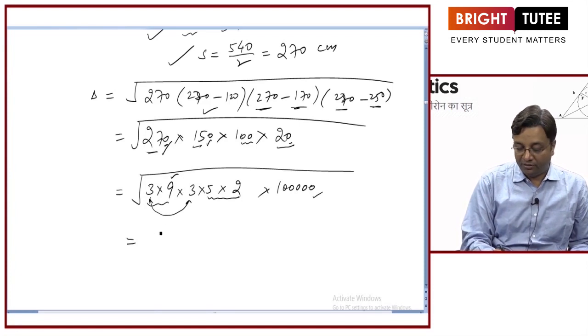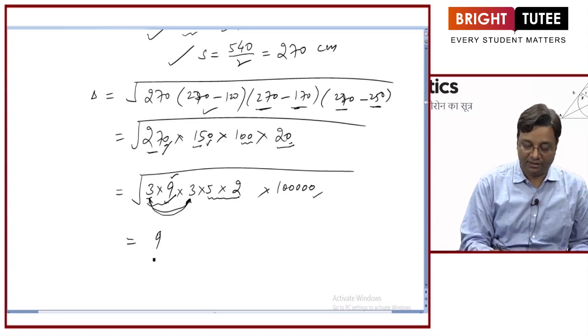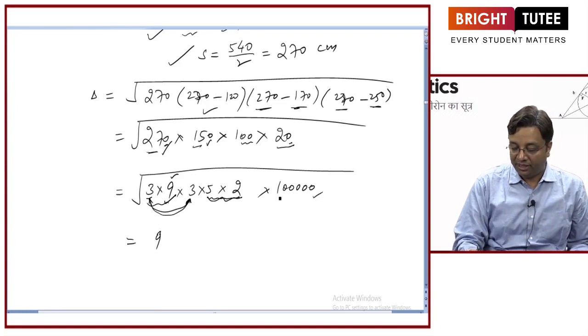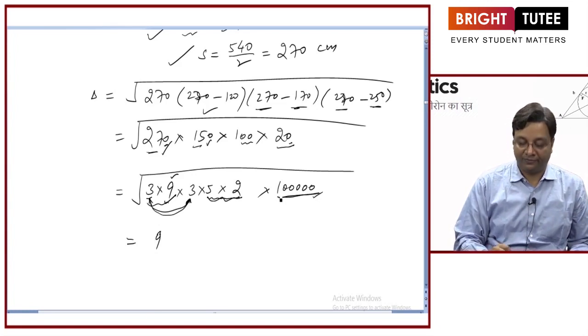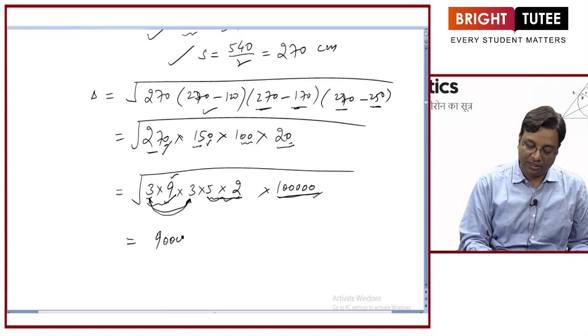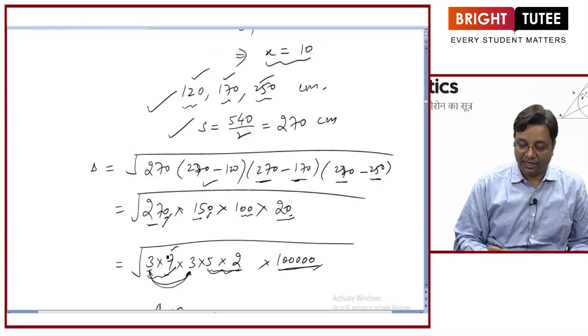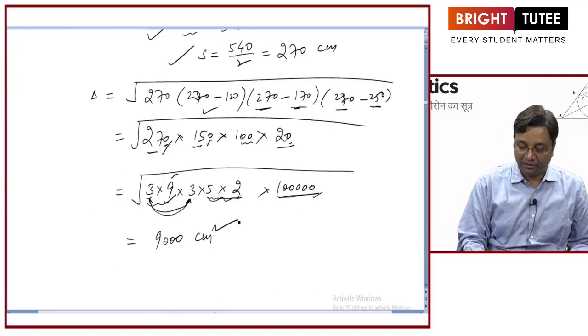So, what I can do is take 9 outside, because this is 3 into 3 is 9 and this another 9 here. So, 9 can be taken outside and this will result in another 0, which makes it 6 zeros here. So, 3 zeros can be taken outside. So, it is 9000 centimeter square.